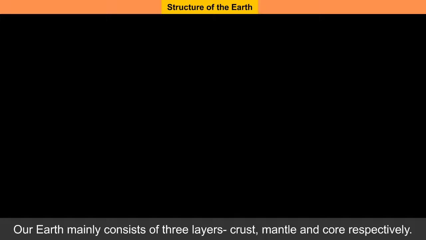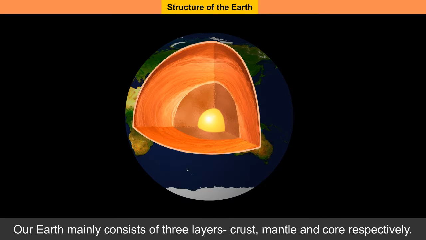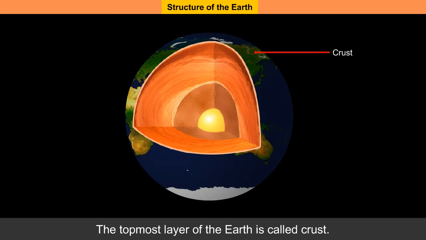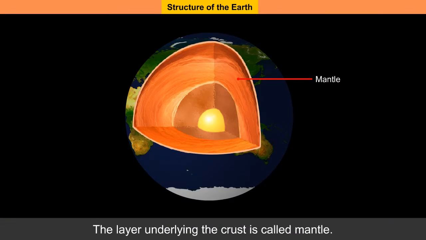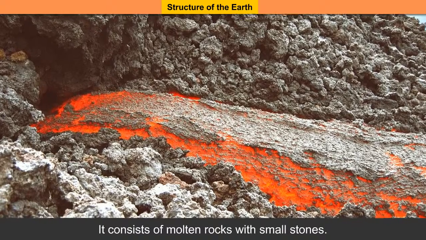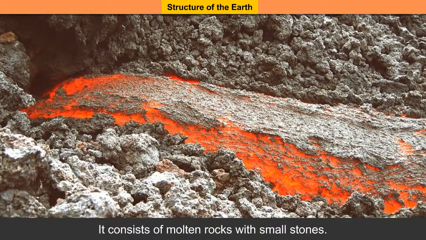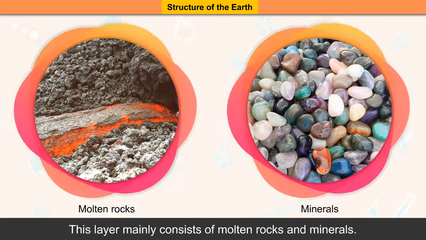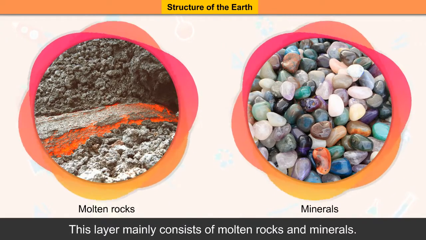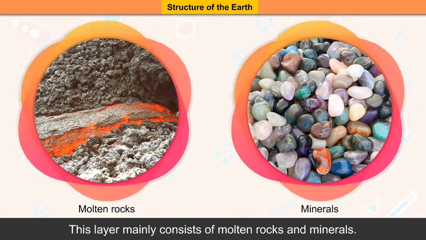Structure of the Earth. Our Earth mainly consists of three layers: crust, mantle, and core respectively. The topmost layer of the Earth is called crust. It consists of solid rocks. The layer underlying the crust is called mantle. It consists of molten rocks with small stones. The innermost layer of the Earth is called core. This layer mainly consists of molten rocks and minerals.